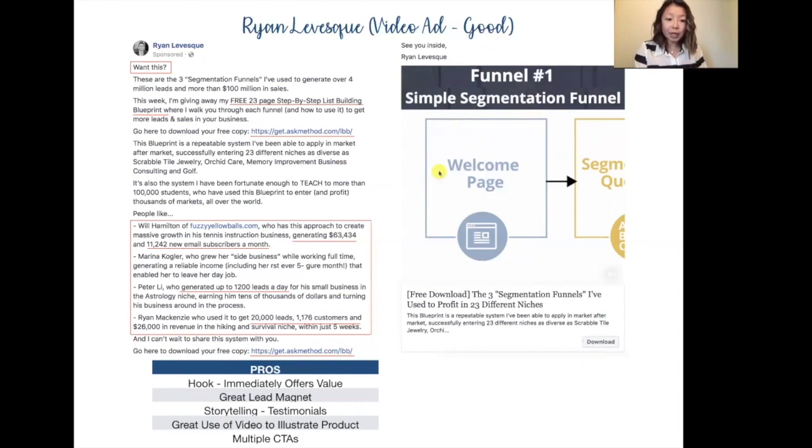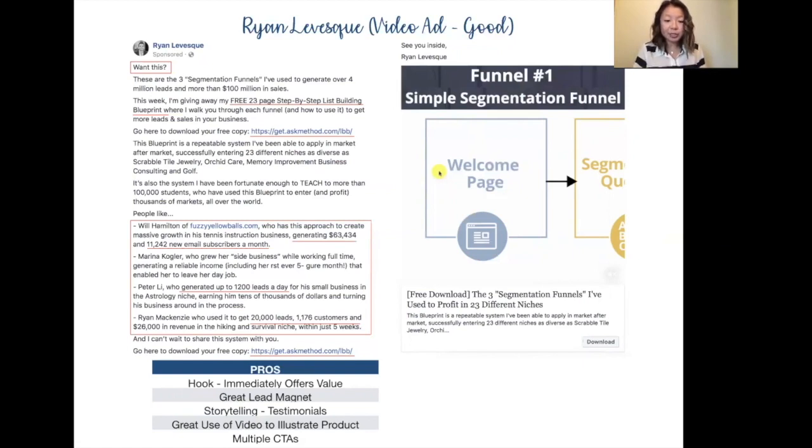The next thing I really like is his storytelling. And this storytelling is a little different. I know I mentioned before, you can talk about yourself, your personal growth and development, but you can also share about other people's success that you've helped them reach. And so in this red box that I've outlined, he's got 4 different success stories. Will Hamilton, he's generated $63,000 and 11,000 new email subscribers a month. Marina, she's got her side business there while working full time.